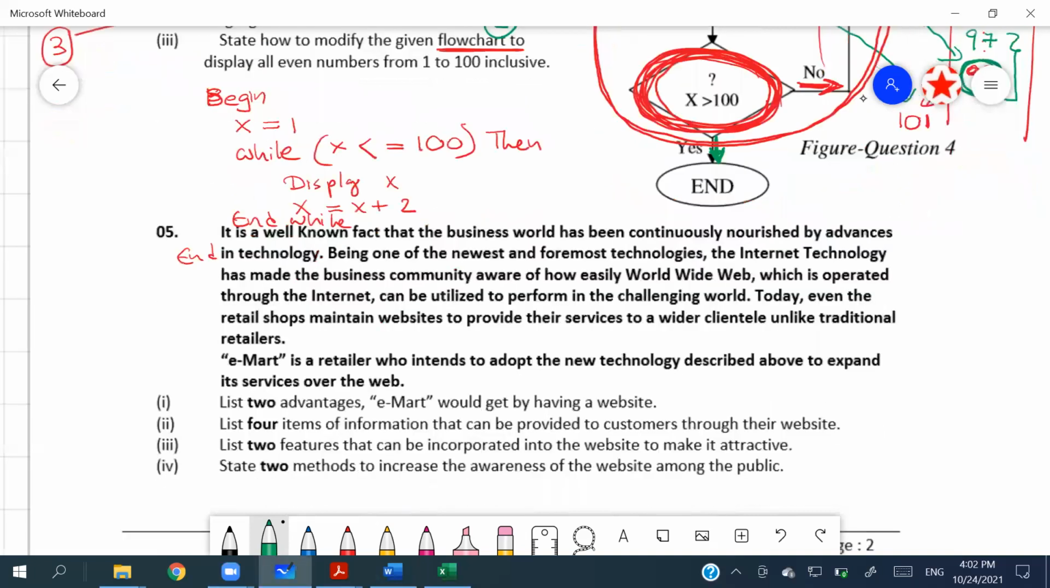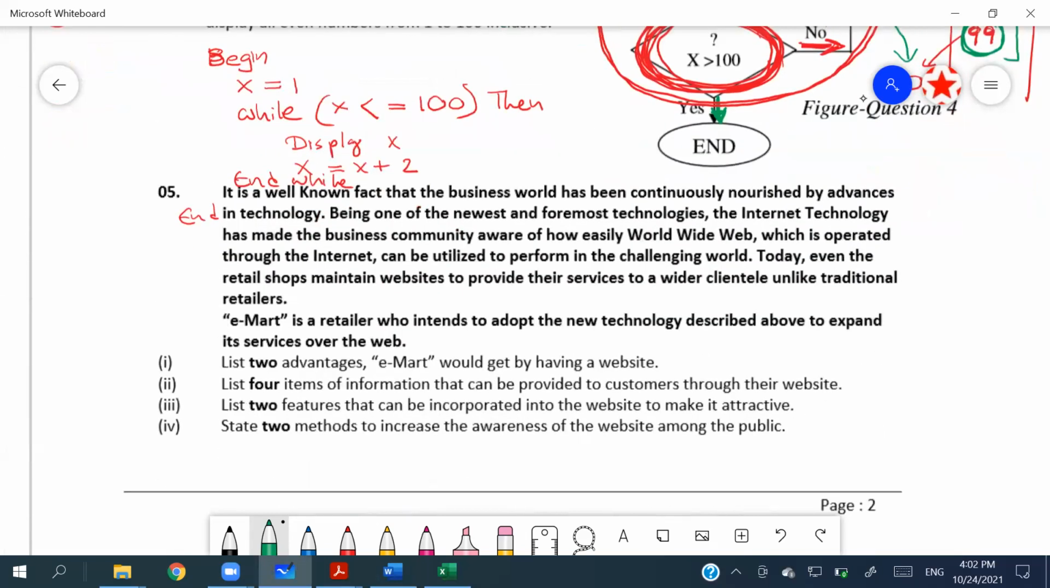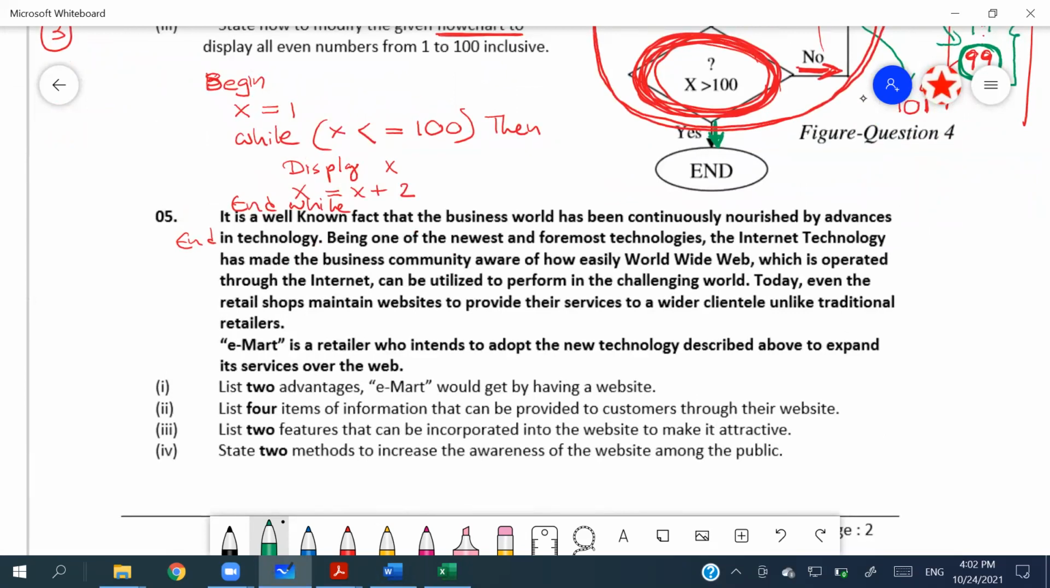All right. So the fifth one is saying, it is a well-known fact that the business world has been continuously nourished by the advance in technology. Being one of the newest and foremost technologies, the internet technology has made the business community aware of how easily the World Wide Web, which is operated through the internet, can be utilized to perform in the challenging world. Today, even the retail shop maintains a website to provide their services to a wider clientele, unlike traditional retailers. eMart is a retailer who intends to adopt the new technology described above to expand its services over the web. So eMart, there is someone called eMart.